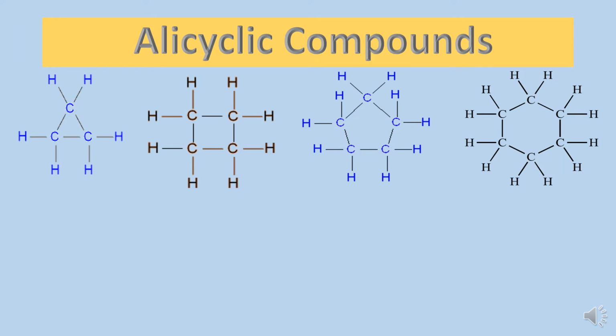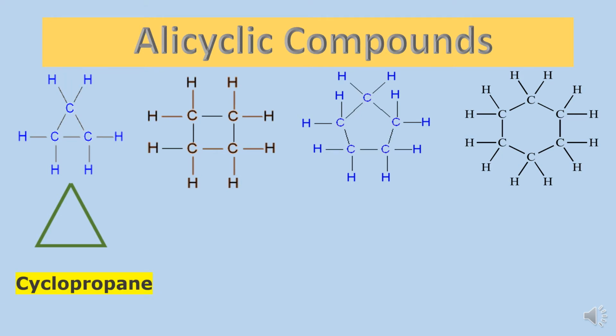Next, let us see now different alicyclic rings. The simplest cycloalkane, or the first member of the cycloalkane series, is cyclopropane, having a ring of 3 carbon atoms which can be represented by a trigon, and the name is cyclopropane.